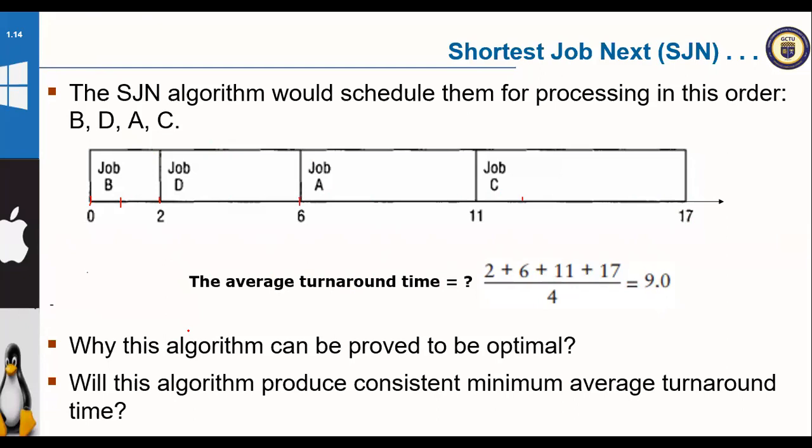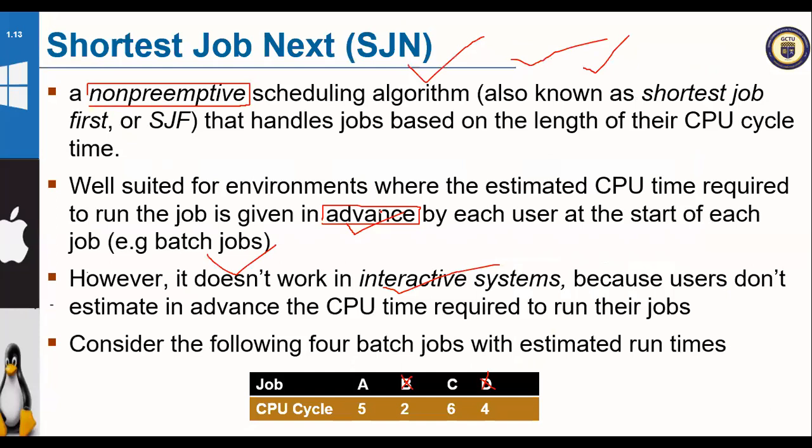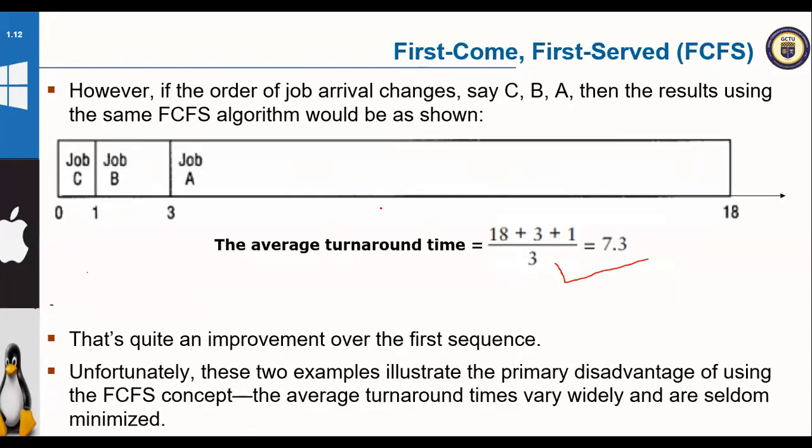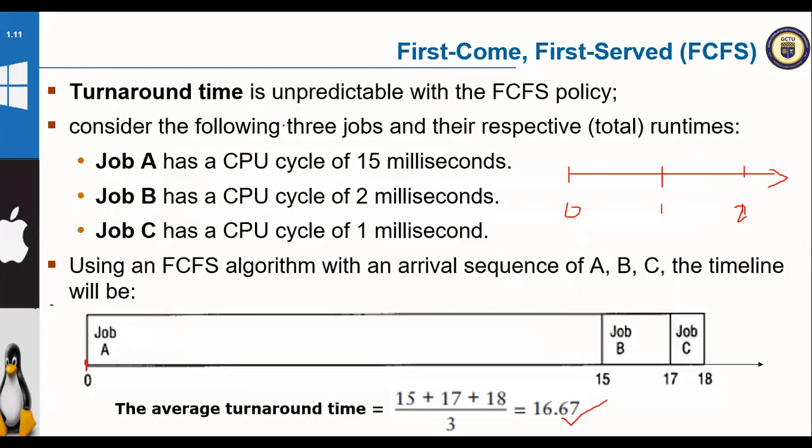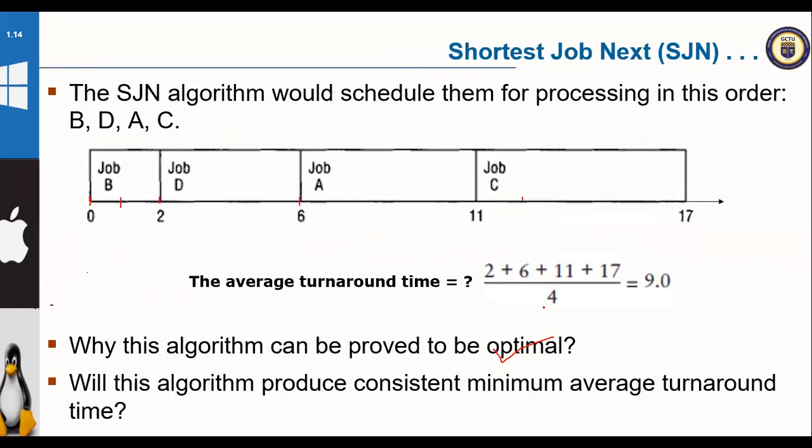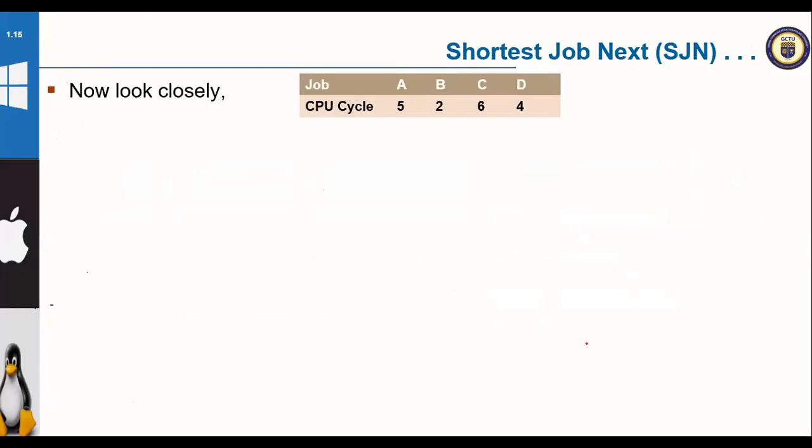9.0. Okay. So here, can we say this one is optimal or is better than the previous one that we have looked at? Here, the average turnaround time following the first come, first serve in the first order was 16.67. Now we have 9.0.